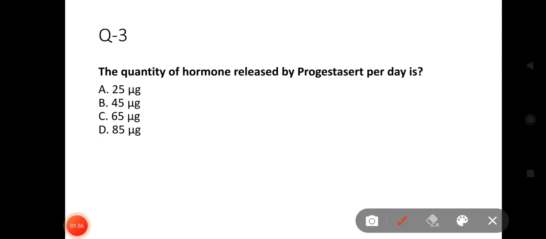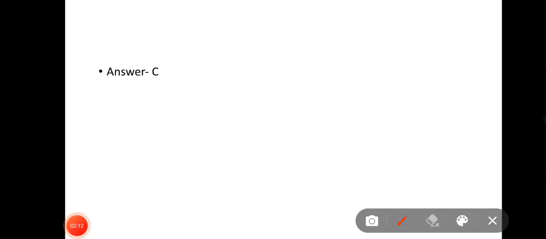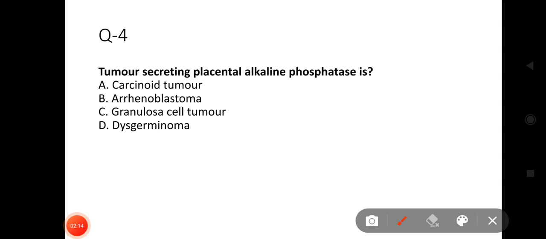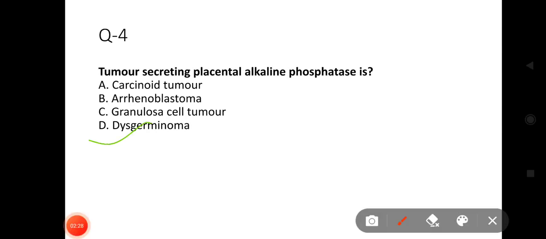Question third, the quantity of hormone released by progesterone per day is 25 microgram, 45, 65 or 85. The correct answer is C, that is 65 microgram. Also remember the unit, 65 microgram progesterone per day is released. Okay, next is the tumor secreting placental alkaline phosphatase. Placental alkaline phosphatase is secreted by which tumor? Carcinoid tumor, arrhenoblastoma, granulosa cell tumor or dysgerminoma. The correct answer is D, that is dysgerminoma.